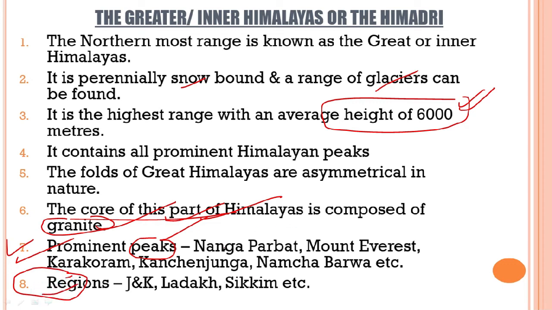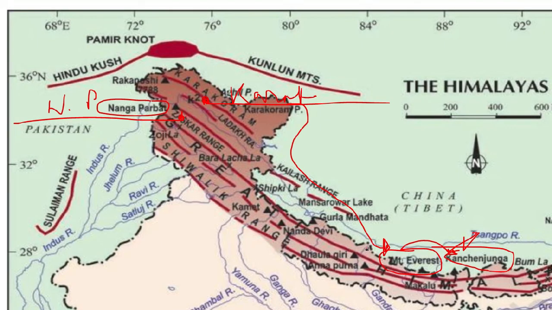In the peaks we have learnt about Nanga Parbat, Mount Everest, Karakoram, Kanchenjunga, Namcha Barwa. However, there are many more peaks in the greater Himalayas. We are learning about only the most important ones here. This is when we came to learning about the map skills, the map work, and this is how you have to do the map work.